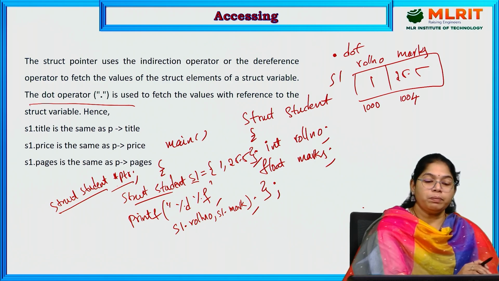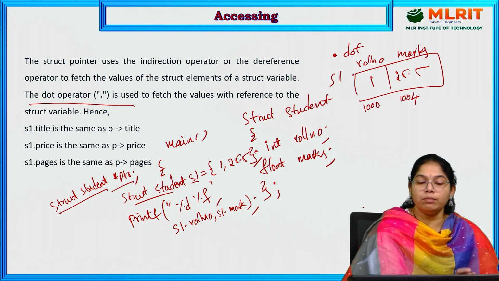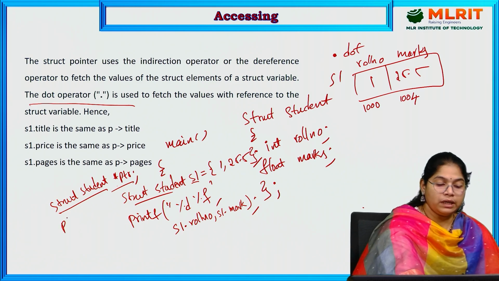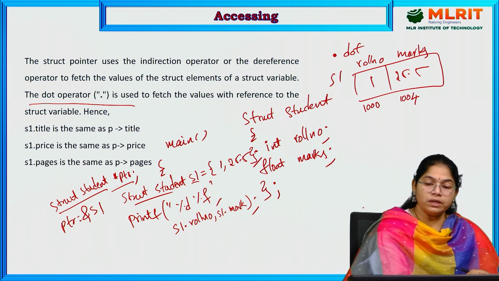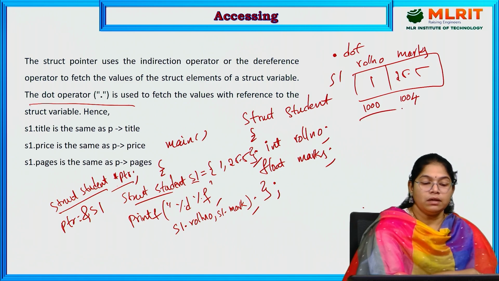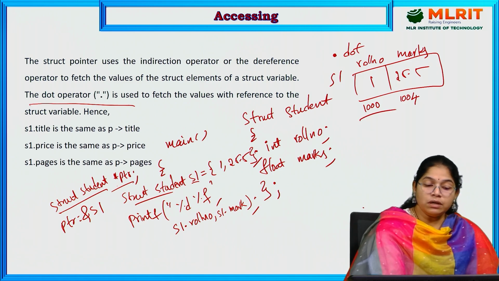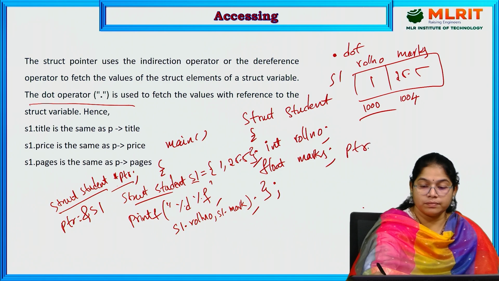Then I am creating a pointer variable of struct student. What is the property of a pointer? A pointer can hold the address of another variable of the same type. So here s1 must also be of type struct student. Then ptr is equal to address of s1. The address of s1 is nothing but the base address, stored using the pointer ptr.